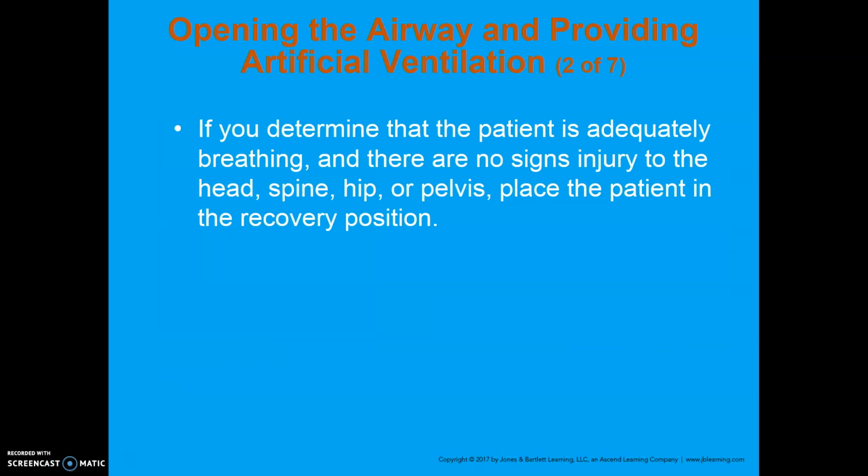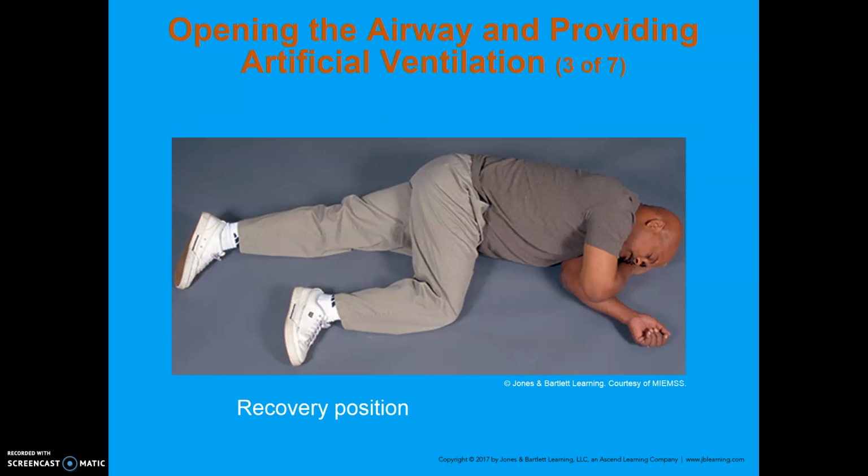If you determine that a patient is breathing adequately on his or her own and has no signs of injury to the spine, place them in the recovery position. The recovery position is shown here. You pull one leg, the top leg, up into a bent position while you have the patient laying on one of their sides. You're going to put their hand underneath their head so that if they end up vomiting, they don't end up choking on it. You don't want to leave them laying flat on their back.